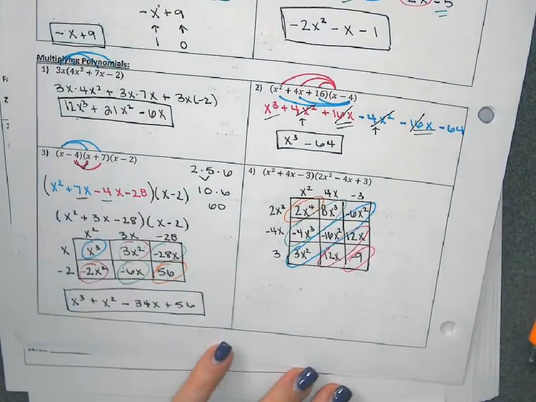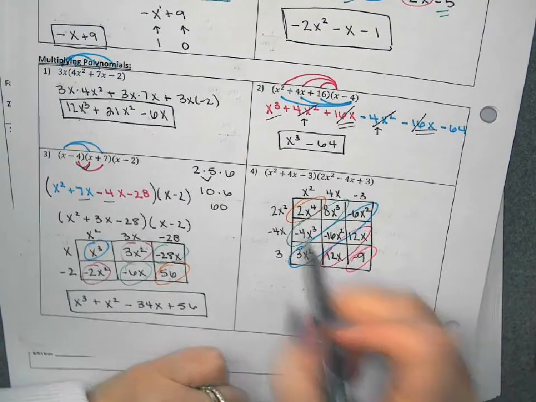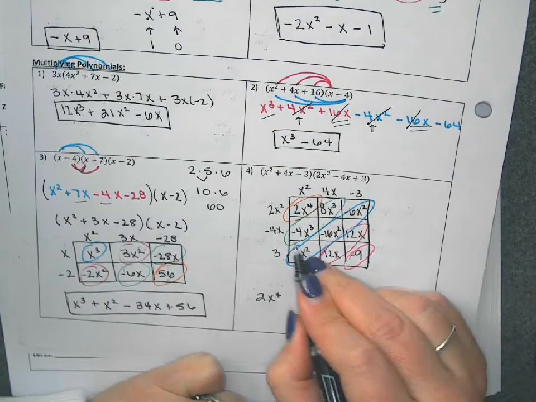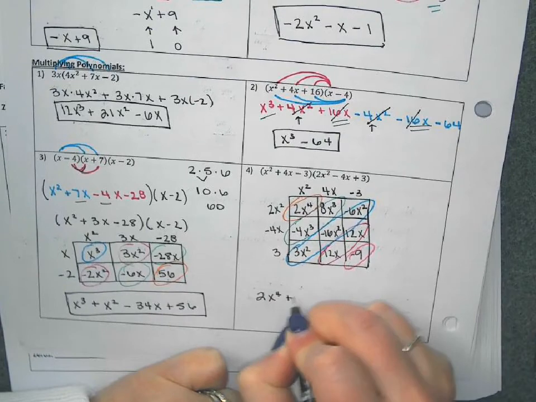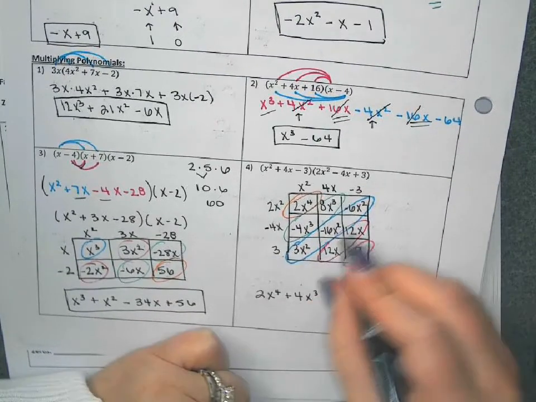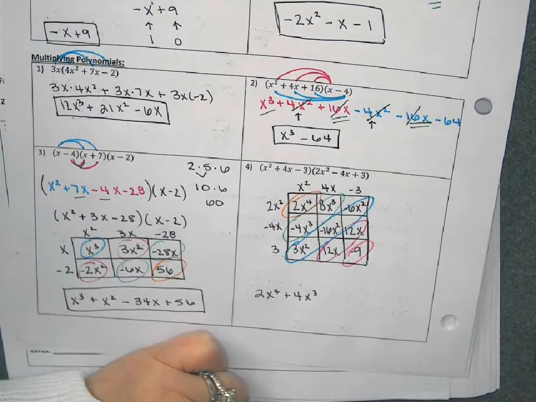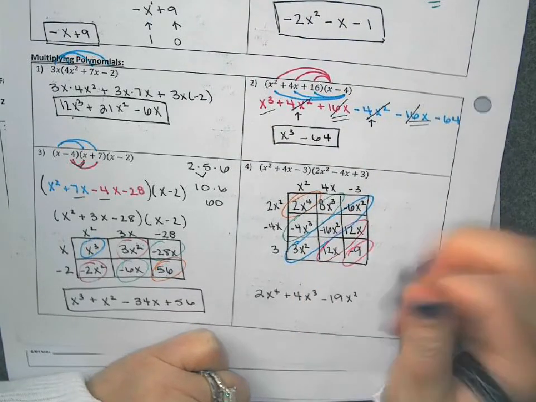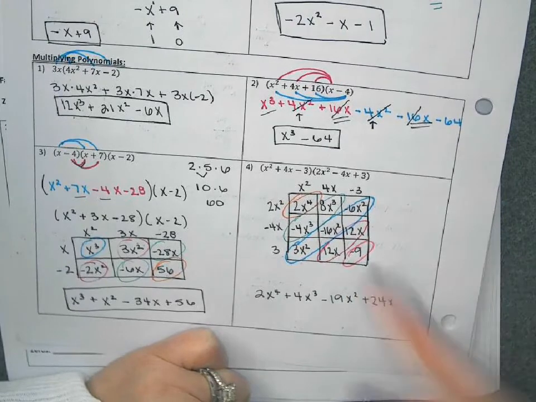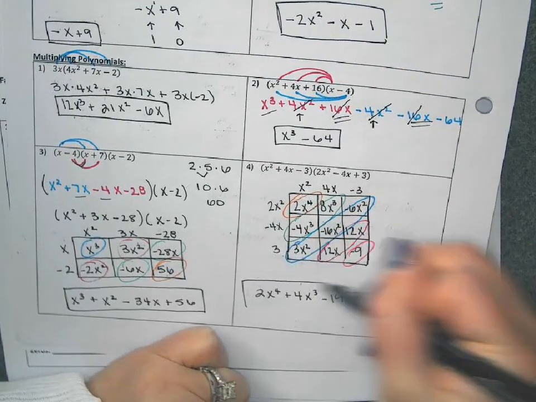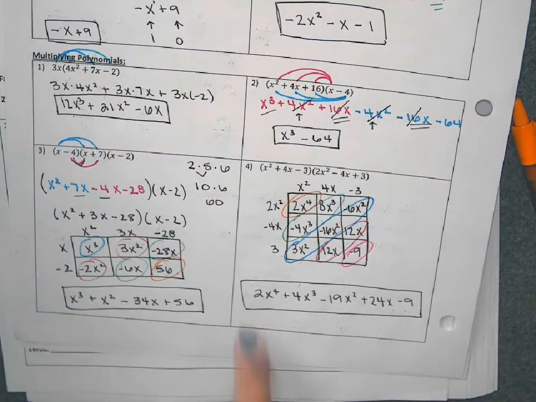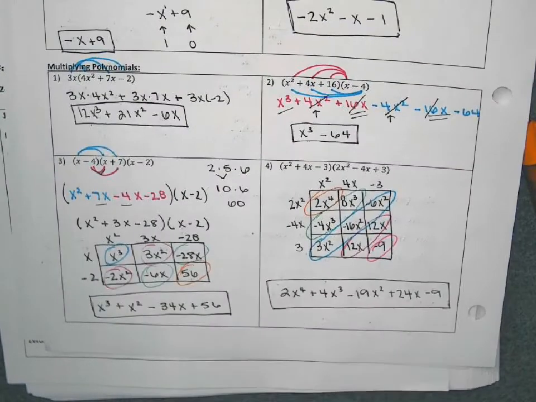So the 2x to the 4th is the highest degree. So that's going to go up front, and there's nothing to combine it with. Negative 4x to the 3rd and 8x to the 3rd is plus 4x to the 3rd. And then we have 3, negative 16, and negative 6, which would be minus 19x squared. 12 and 12 is 24x. And then the lonely minus 9. It should already be in order from highest degree to lowest, so just double check. Degree 4, 3, 2, 1, 0, and you're good to go.